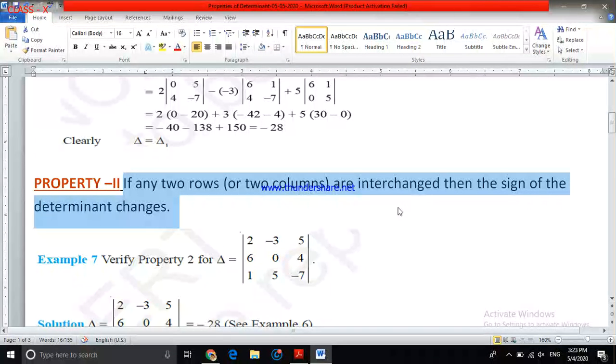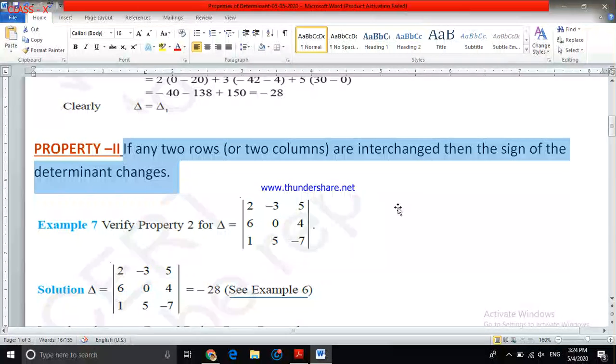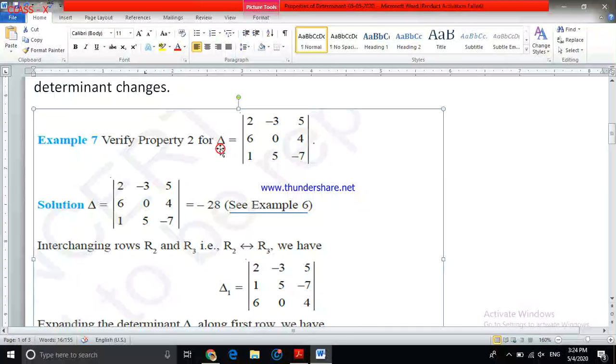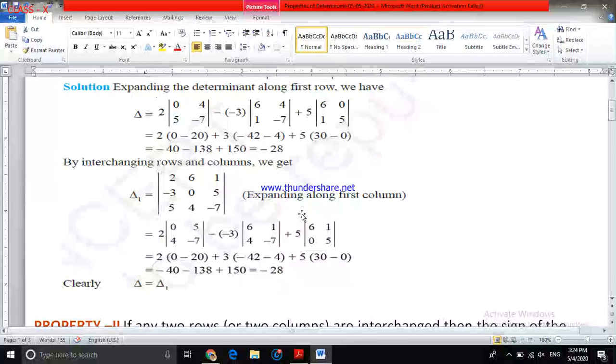That means if the original matrix has a positive determinant, then after interchanging two rows or two columns, you get a negative determinant. Or if the original determinant is negative, then after interchanging you will get a positive determinant. So I have taken the same example as in the previous question. I have taken the determinant of a matrix, that value as delta, and we got it as minus 28 as per example 6, which we just discussed.